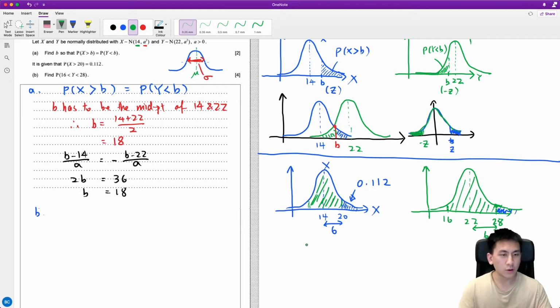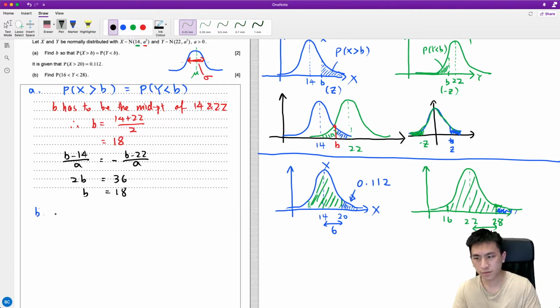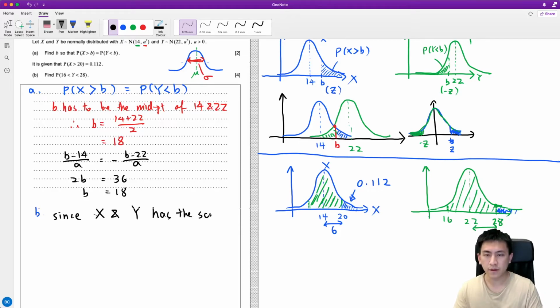So, of course, you can go for a graphical argument, and then you can simply say, okay, therefore, a little bit of logic statement, right? Since x and y have the same shape, but y is just a translation of x.